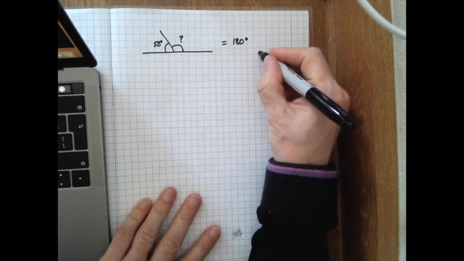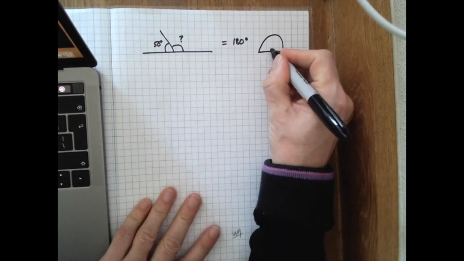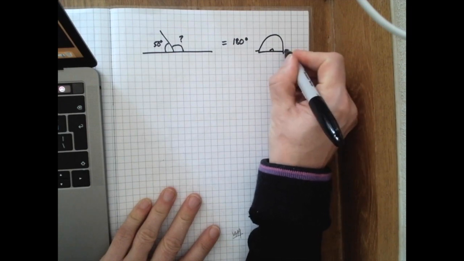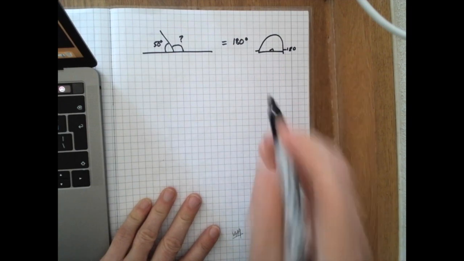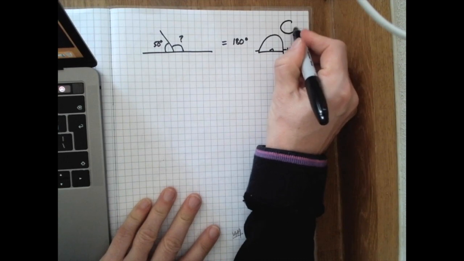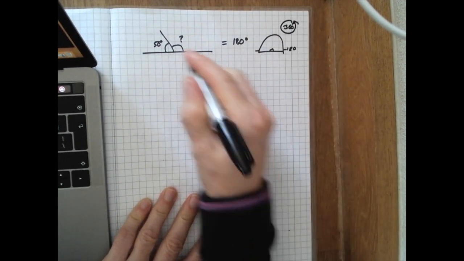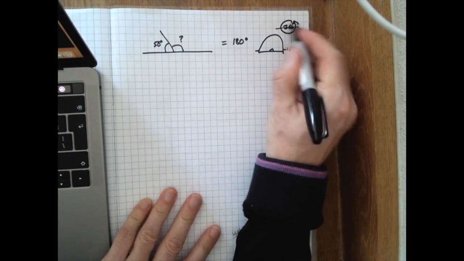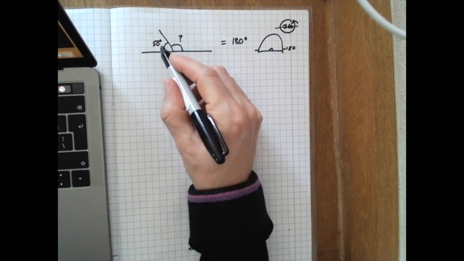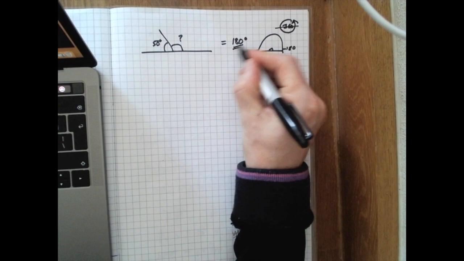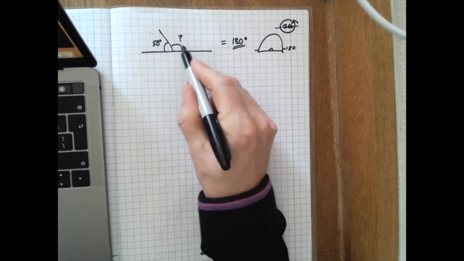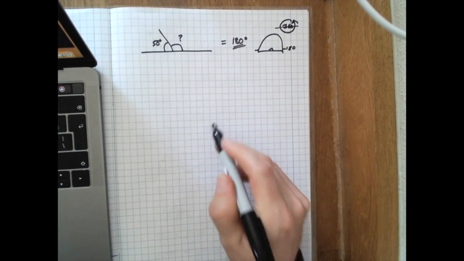Alright, and we know it's going to be 180 degrees because on a protractor it goes from 0 to 180, and also we know that all the way around in a circle is 360, so half of 360 is 180. So 180 is our magic number today. How do we find out what this angle is then if that is 50?